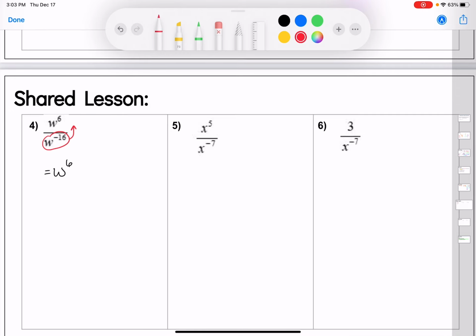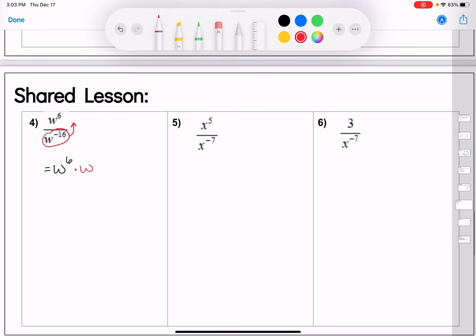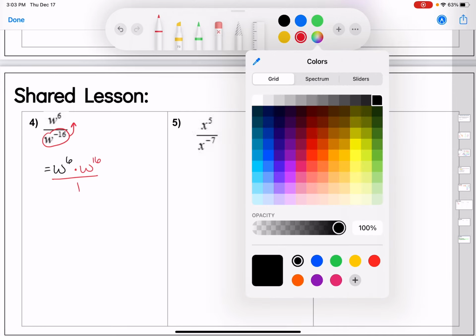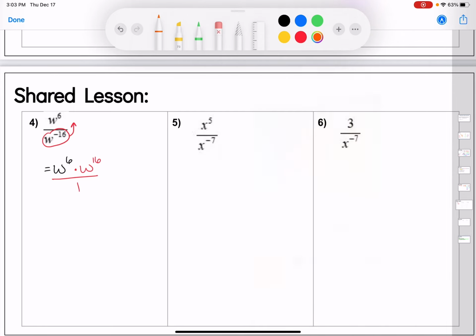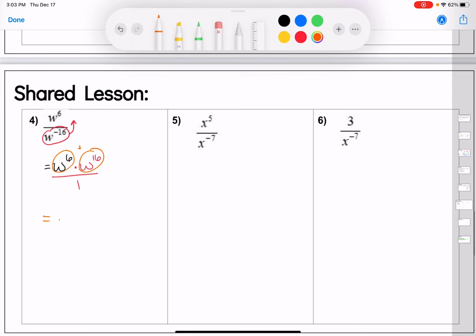Then w to the 16th is going to come up to the same level. So both of them now are on the top of the fraction, and there's nothing left down at the bottom. So I don't really have to write the over 1 if I don't want to, but I just wrote it so you can really picture that it's all up on the top, right? Well, now w to the 6th and w to the 16th are on the same level. So I'm just going to combine those, and here I'm going to add my exponents, right? So that would give me w to the 22nd.